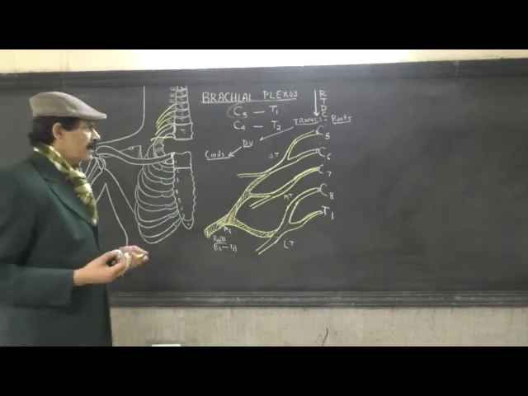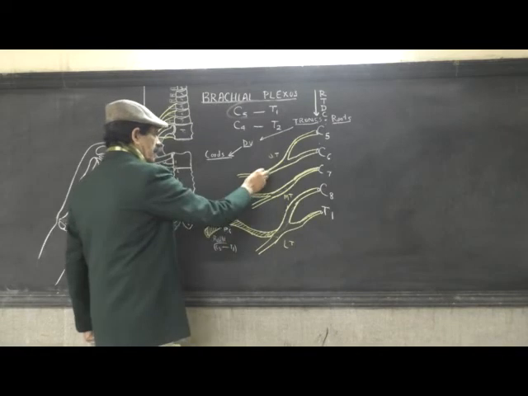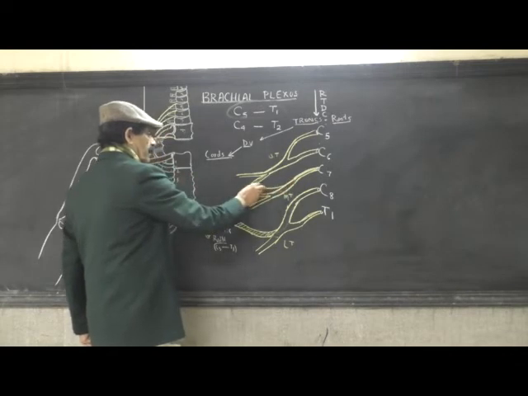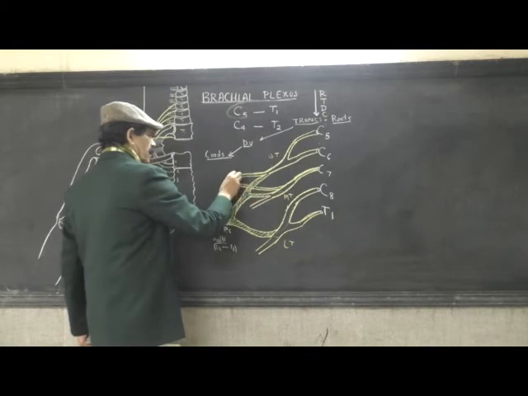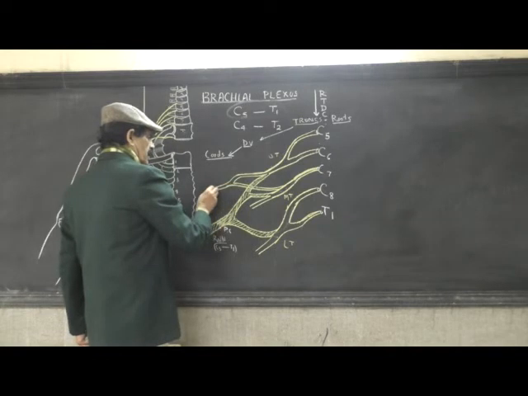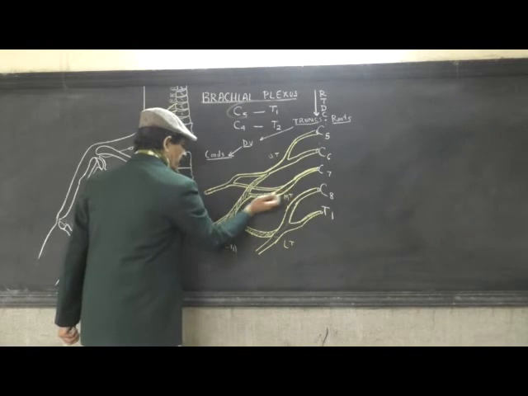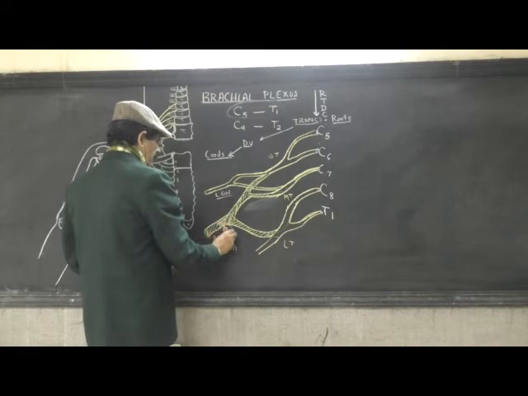Now after the divisions, comes the cord formation. The anterior division of the upper trunk and a little contribution from the anterior division of the seventh or middle trunk unite to form a nerve. That is called the lateral cord. This is the lateral cord formed. This was the posterior cord. This is the lateral cord.